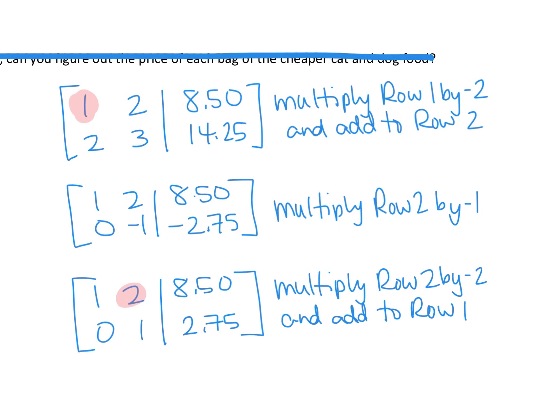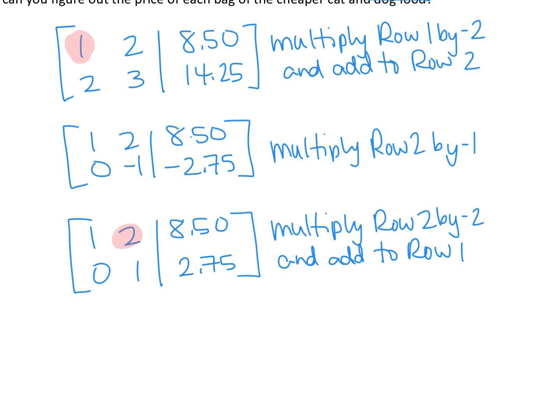So we're changing row 1 with this one. So multiply row 2 by -2. So this 1 becomes -2 plus 2. So we end up with a 0 in this spot, which is what we want. The second row is not changing at all with this row operation. And then we're multiplying the 2.75 times -2, which is -5.50. And we're subtracting that from the 8.50. So we end up with 3.